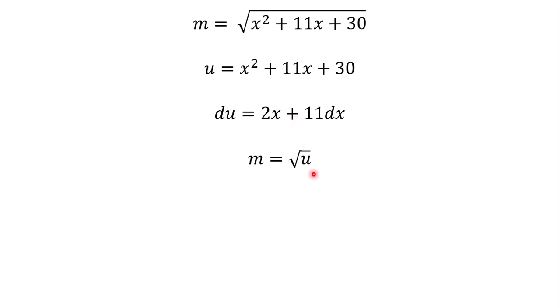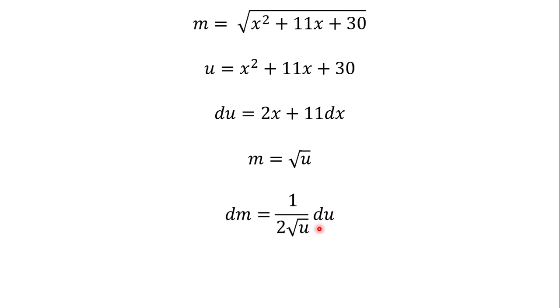So m is equal to square root of u. Now you already know how to differentiate this. So when you differentiate this, we're going to get 1/2 times square root of u, du. And you already know why, so I'll not waste time explaining it. Okay, so dm is equal to 1/2 times square root of u du.